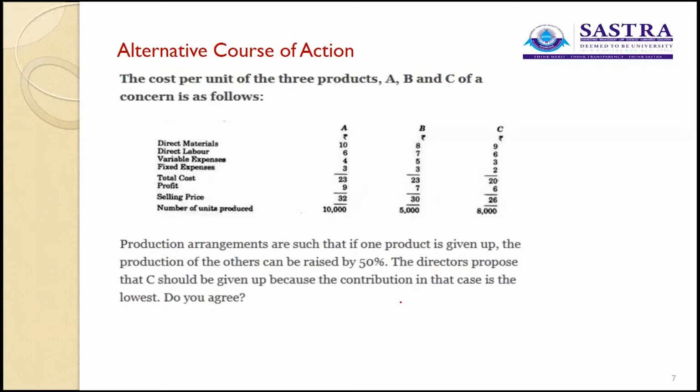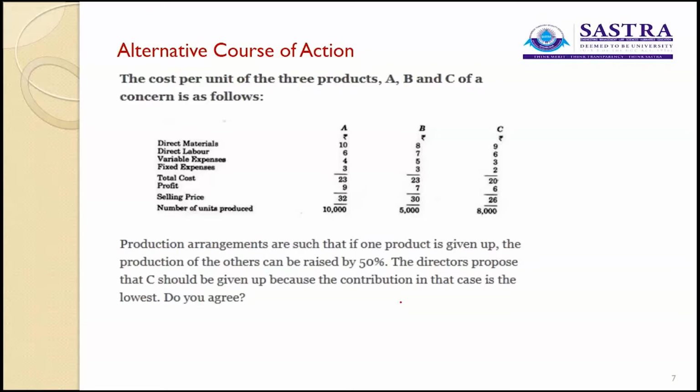So the profit now is the total cost deducted from your selling price, that is 32. 32 minus 23, profit is 9. Now 30 minus 23, we have 7. 26 minus 20, we have 6.